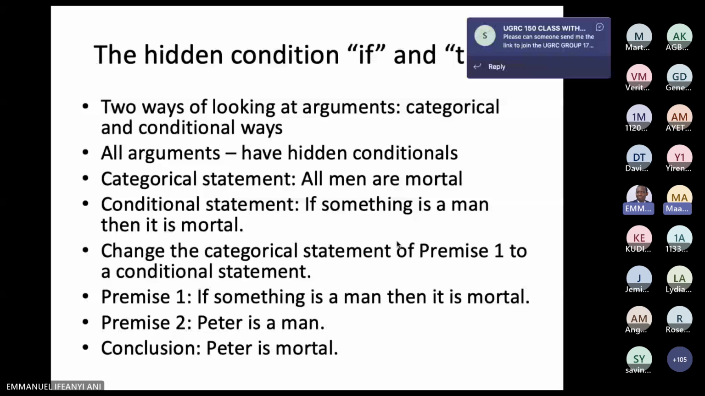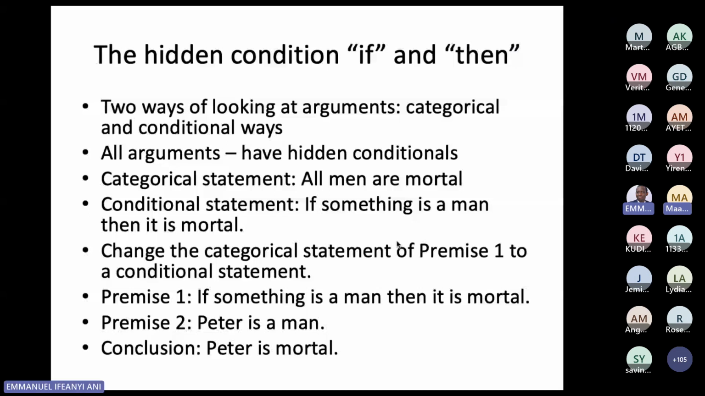Now, all arguments have hidden conditionals. So even if you see them in their categorical form, you can compare them to their conditional form. All men are mortal. That's a categorical statement. You can convert it to a conditional statement. Now, the conditional statement is, if something is a man, then it is mortal. That's the conditional version. All men are mortal is categorical. If something is a man, then it is mortal is conditional. So those are the two ways of looking at arguments.